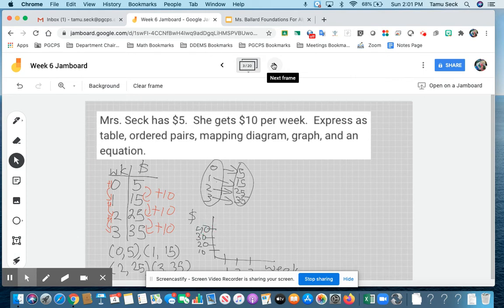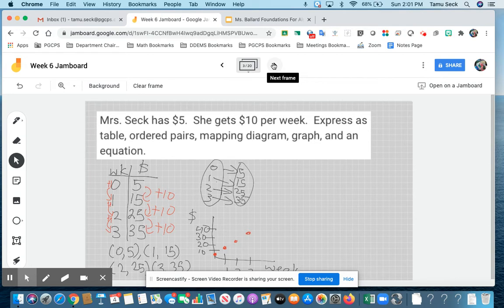But 0, 5 is not on my graph. So I'm just going to guess where 5 goes. 5 goes halfway between 0 and 10. 5, 15, 25, and 35. So I'm just kind of approximating where they go.